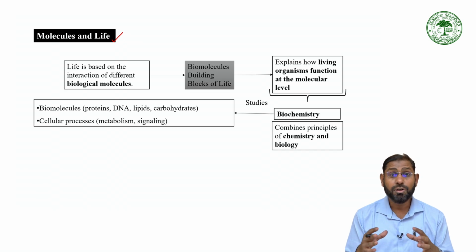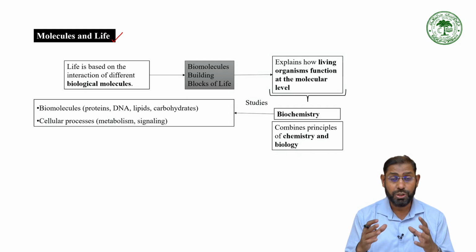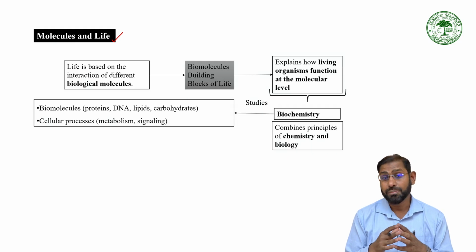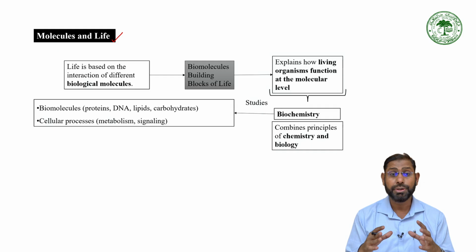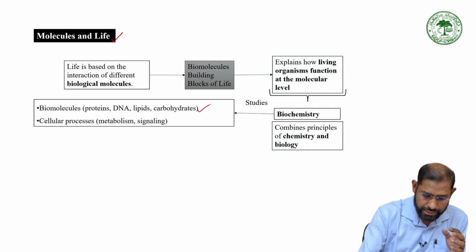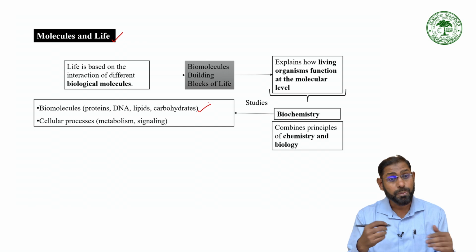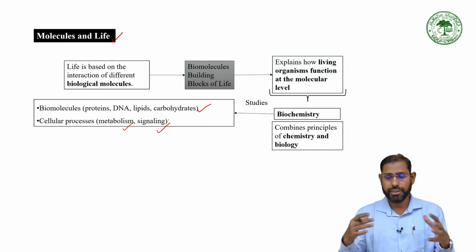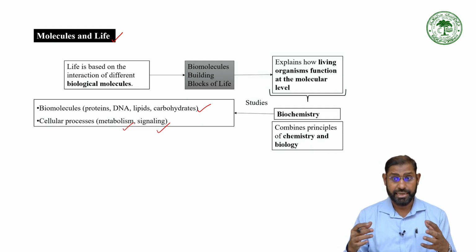All living organisms function at the molecular level, and we study the molecules and all sorts of interactions. This is covered in biochemistry, because biochemistry is the combination of chemistry and biology. Mainly the biomolecule we discuss in this lecture is DNA, but in other lectures we discuss proteins, lipids and carbohydrates, and also the cellular processes. What are the cellular processes? They are metabolism and cell signaling. These are the very important cellular processes we wanted to discuss.